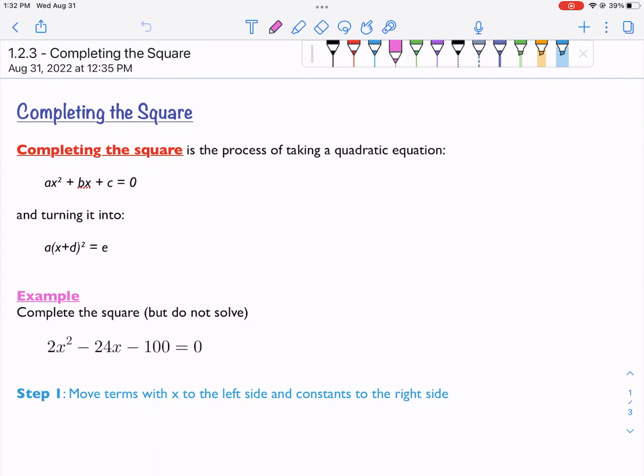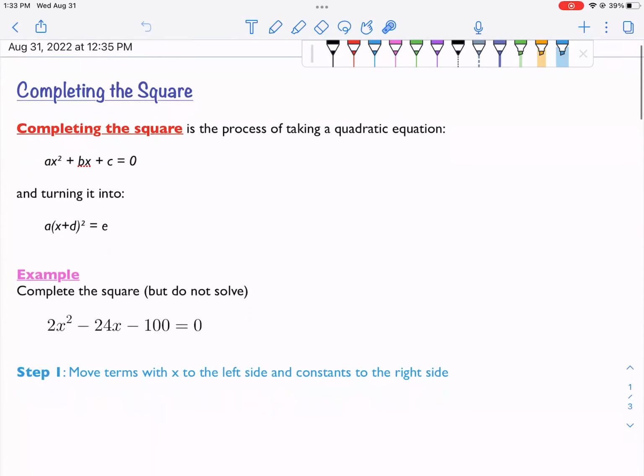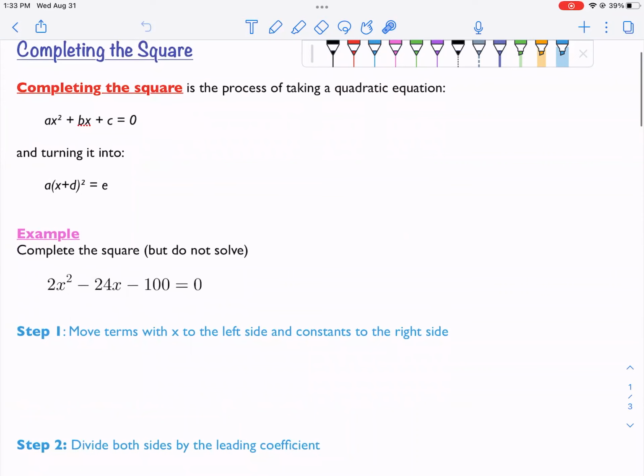Let's talk about completing the square. Completing the square is the process of taking a quadratic equation like this, ax squared plus bx plus c, and turning it into something like this where we have a squared binomial. So we have a times x plus d quantity squared equal to b. This is really useful when we go to talk about circles. So let's do a few problems where we complete the square.